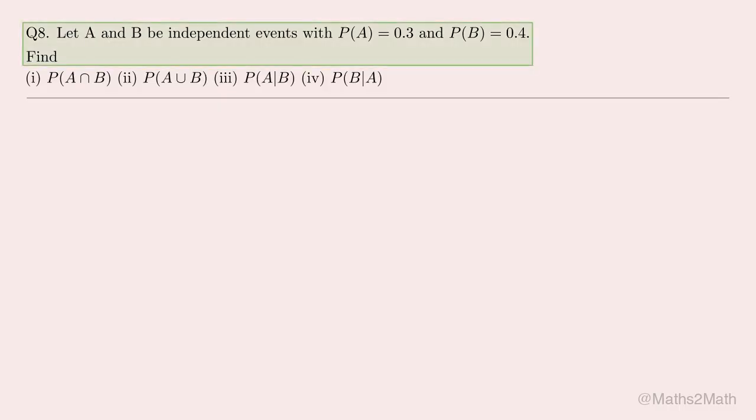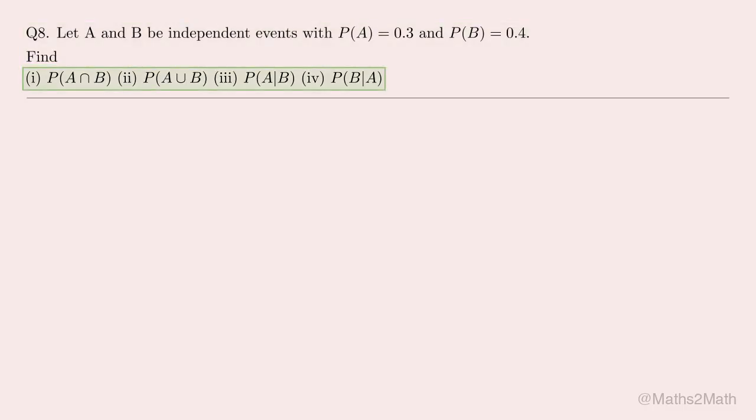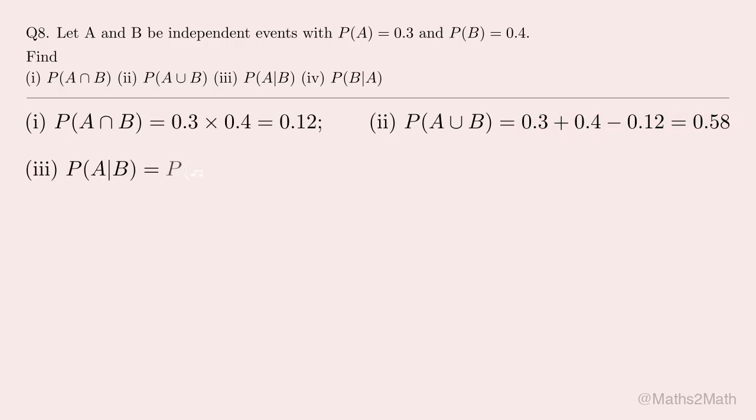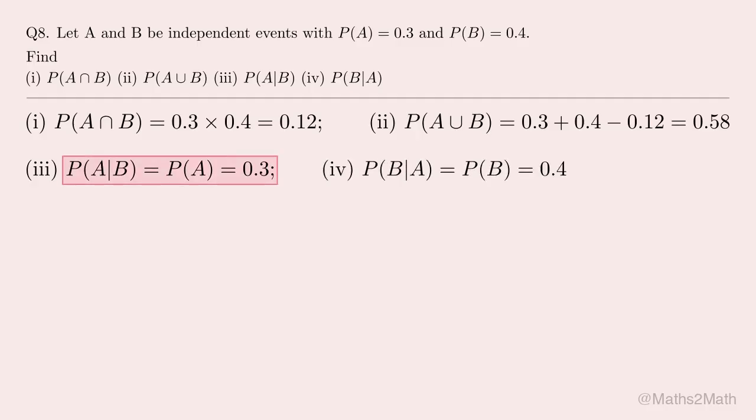Question 8. 4 quick consequences of independence. Conditionals collapse to plain probabilities. The intersection is 0.3 times 0.4, 0.12, and the union is 0.3 plus 0.4 minus 0.12, 0.58. By independence, the conditionals are just the unconditioned values. P of A given B is 0.3, and P of B given A is 0.4.